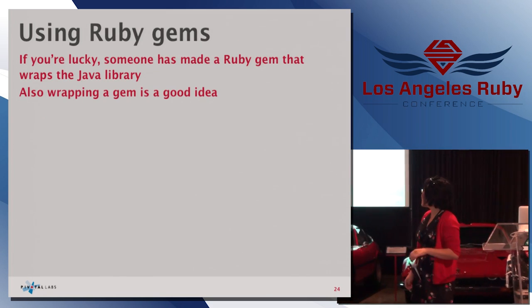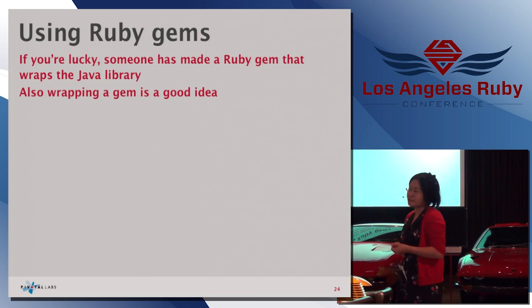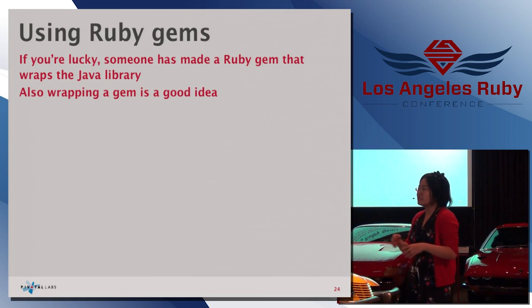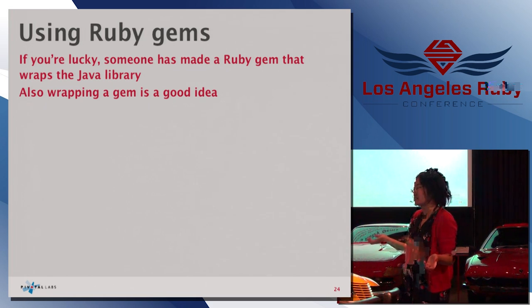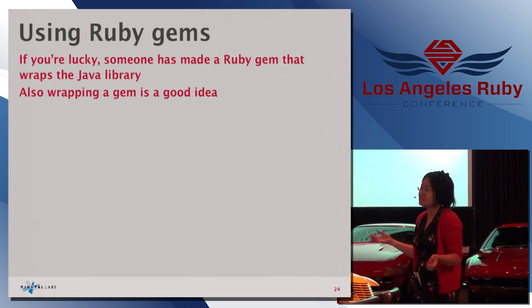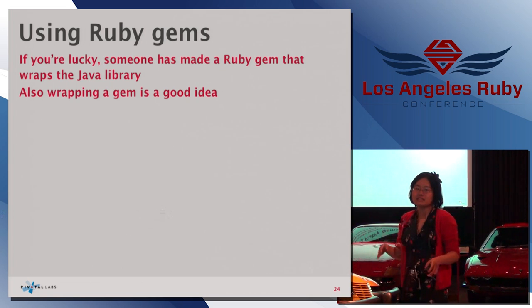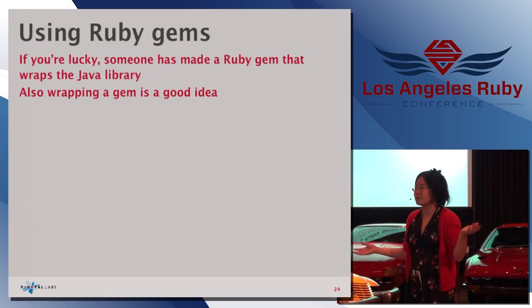And if you're lucky, somebody has already made a Ruby gem that wraps a Java library, so you won't even have to deal with the Java code itself. And just a friendly pointer: if you're planning on calling out to Java code, it's a good design pattern to wrap it in a gem rather than sprinkling the Java calls throughout your Ruby code, because it kind of looks ugly.